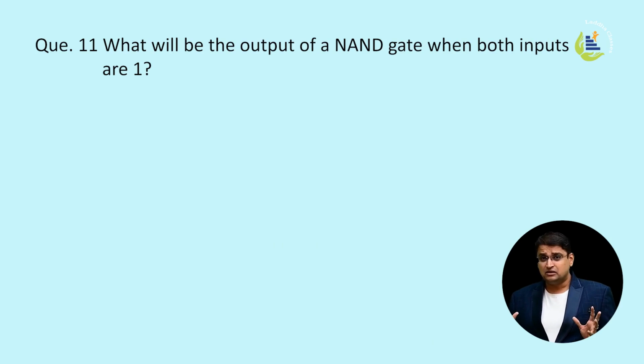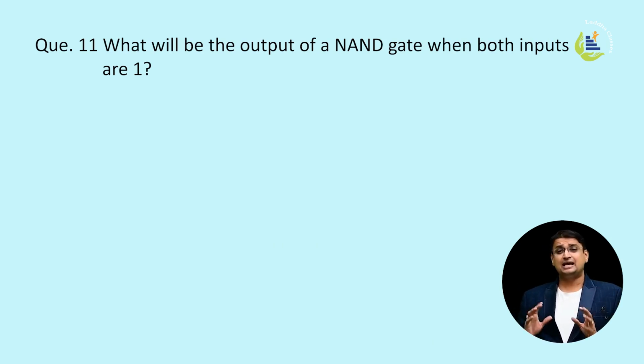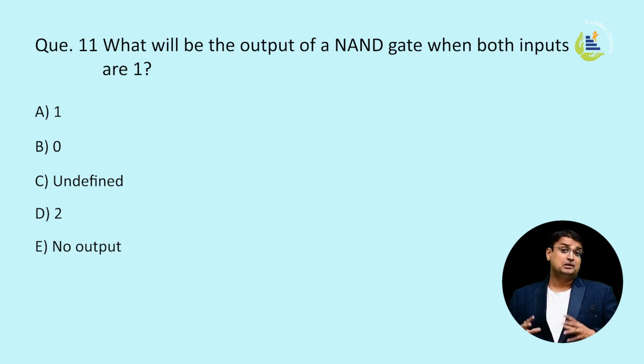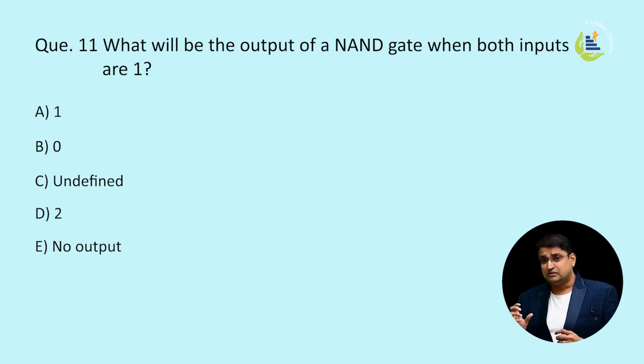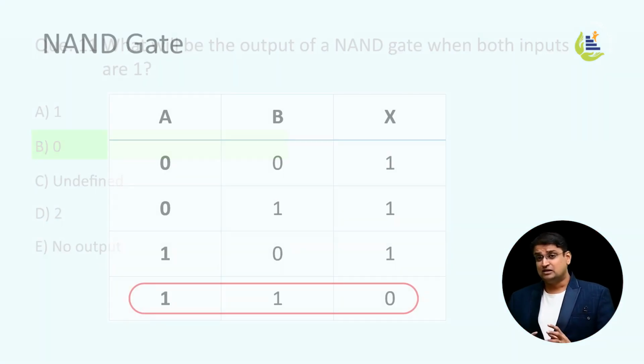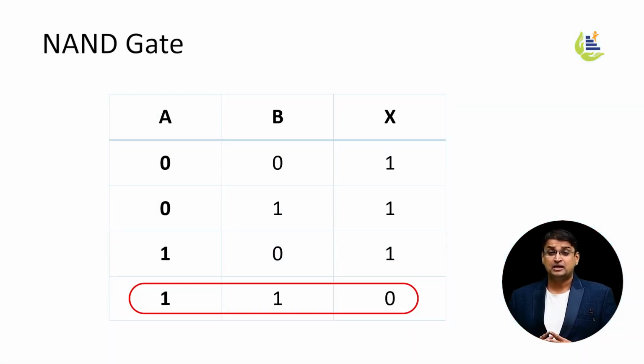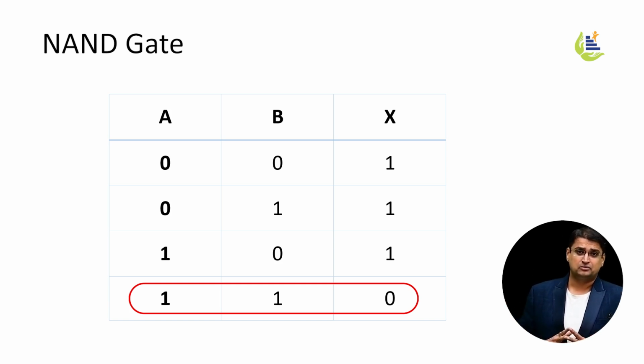Question 11. What will be the output of a NAND gate when both inputs are 1? Options are 1, 0, undefined, 2, no output. Correct answer option is A, 1, because a NAND gate returns 1 unless both inputs are 1, in which case it returns 0. So if both inputs are 1, the output is 1. Other options are incorrect for this scenario.